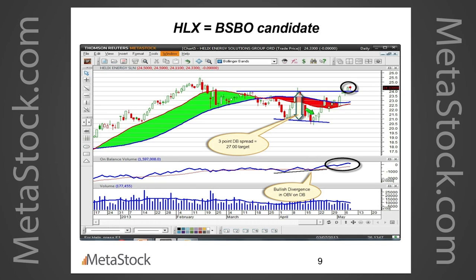Now, how did we come up with the price target? We simply took the resistance line, subtracted the support line, that came up to about a 3-point spread. We added that to 24, which is the breakout pivot, and we got 27. So our target was 27.